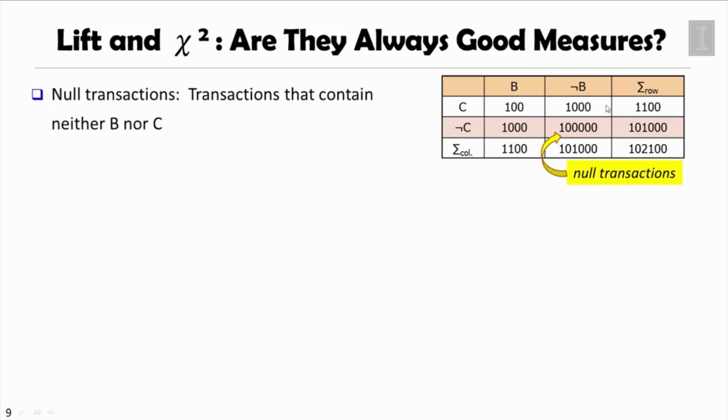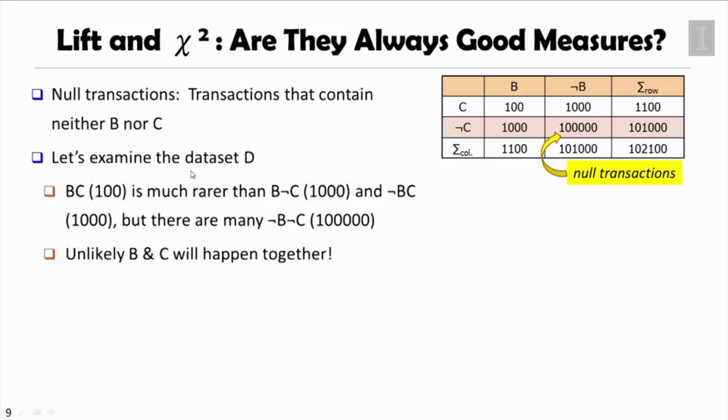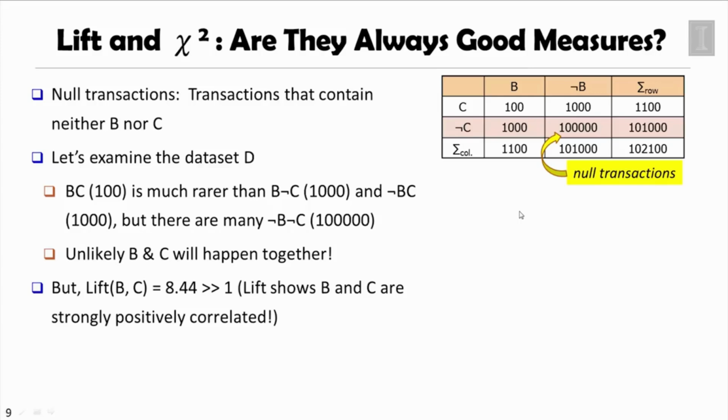Okay, these are actually called null transactions because the transactions contain neither B nor C. And if we just look at the B and C relationship, we probably see B and C should be negatively correlated because it's not easy to get B and C together. B and not C is far bigger. C and not B is also far bigger. But if we compute the lift of B and C, we'll get 8.44, which is far bigger than 1. That shows B and C should be strongly positively correlated.